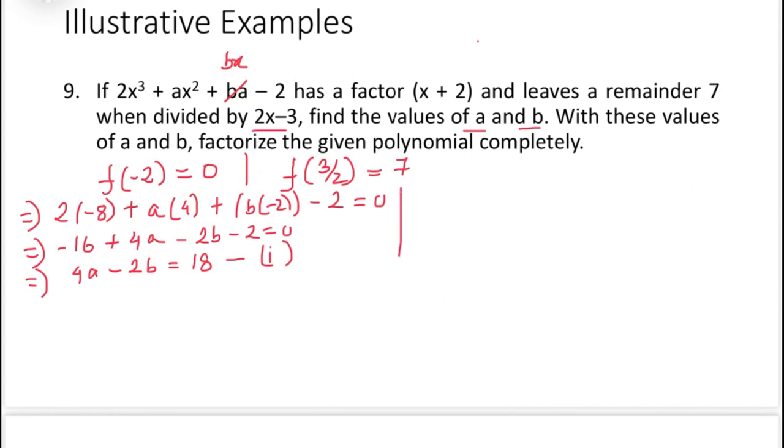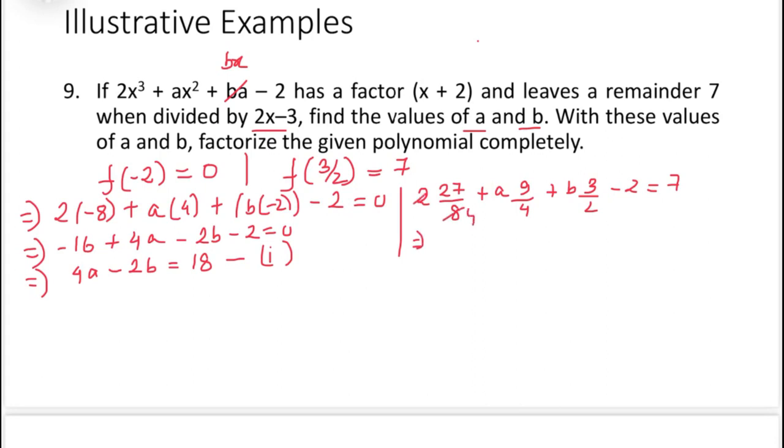Now let's use this equation, f of 3 by 2 equals 7. So 2 times 3 by 2 whole cube, so 3 cube is 27 and 2 cube is 8. So 2 times this, plus a times x square, which is 9 by 4, so 3 by 2 whole square is 9 by 4, plus bx, so b is constant and x is 3 by 2, so b times 3 by 2, minus 2, and this entire thing is equal to 7, that is given.